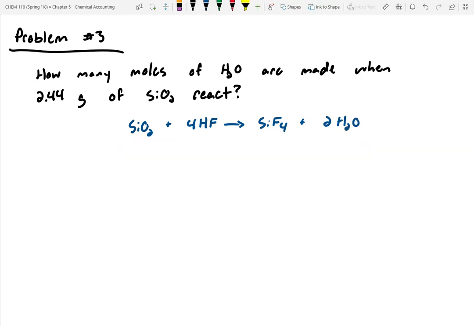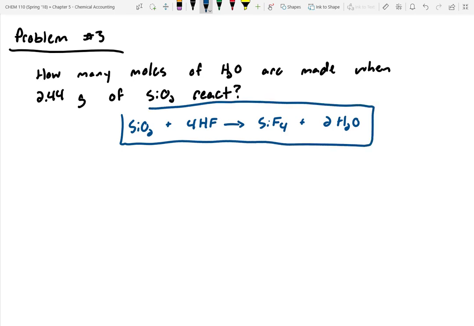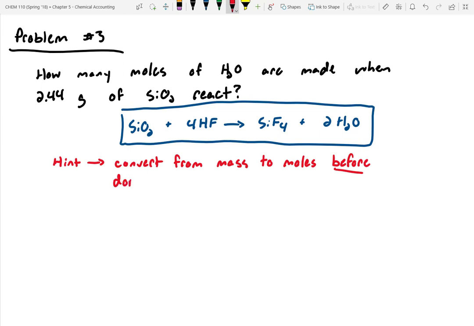This one's a little bit more challenging, so try to figure it out on your own, and if you get stuck, check with a partner. I'll give you a hint too. Convert from mass to moles before doing a mole-to-mole ratio.